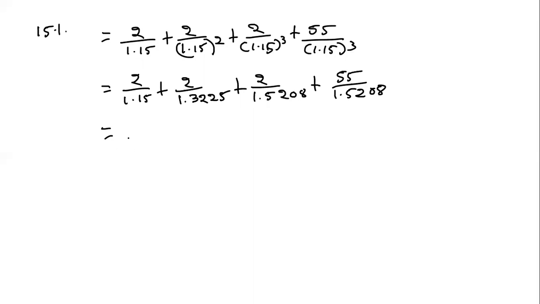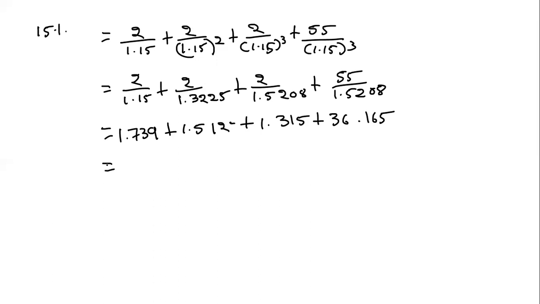After simplification, 2 divided by 1.15 gives 1.739. Then 2 divided by 1.3225 gives 1.512. Then 2 divided by 1.5208 gives 1.315. And 55 divided by 1.5208 gives 36.165. So let's total it.